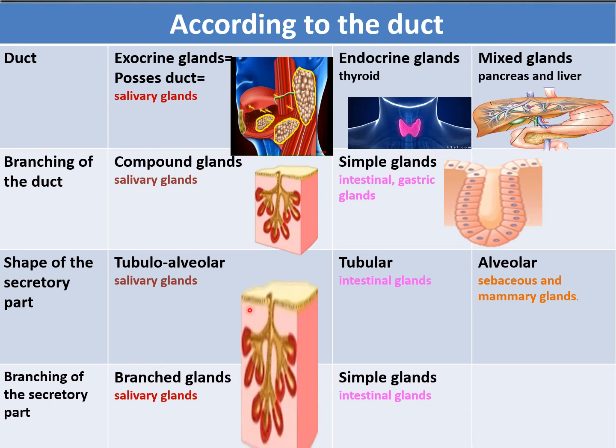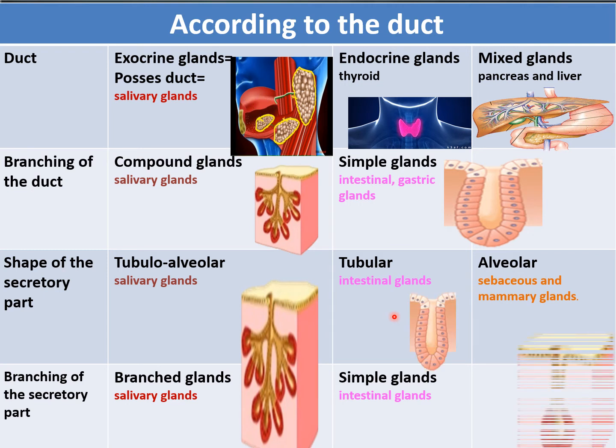Tubulo-alveolar means it is formed of tubule and alveoli. This is the dilated part, we call it alveoli. Or tubular, it is formed only of tubule. Or alveolar, it is formed of alveoli. According to the shape of secretory part, we have tubulo-alveolar, like salivary gland. Tubular, like intestinal gland. Alveolar, like sebaceous and mammary gland.